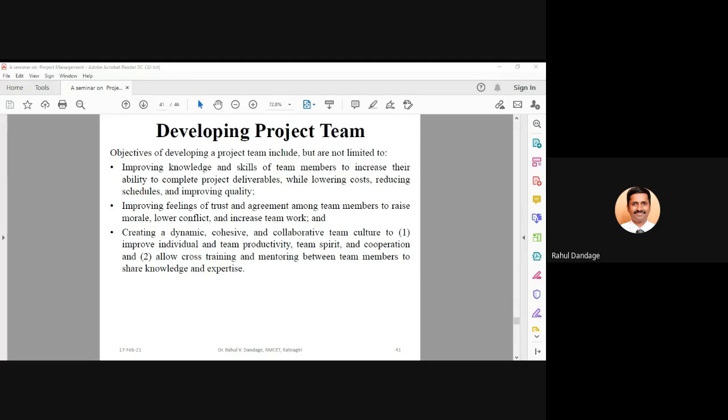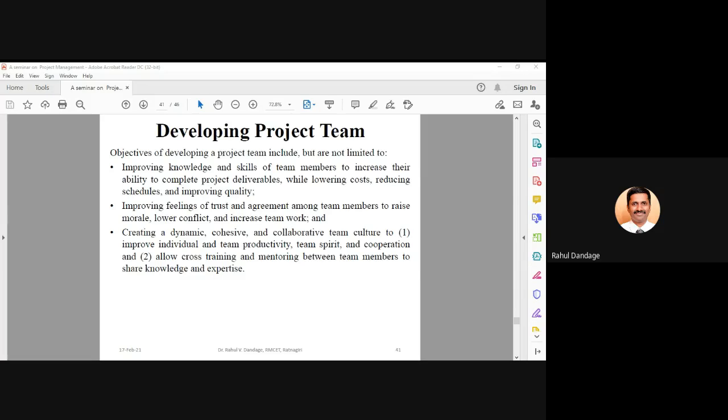Then creating a dynamic, cohesive, and collaborative team culture to, number one, improve individual and team productivity, team spirit, and cooperation. So we have to go for creation of a dynamic team, a cohesive team, and a collaborative team. These are the three varieties of team cultures. Dynamic in the sense that the moment you expect something to be done by the project team members, they immediately respond. They are very vibrant. They are not static. They will always be ready to do the work, always ready to respond, and always ready to do certain activities.